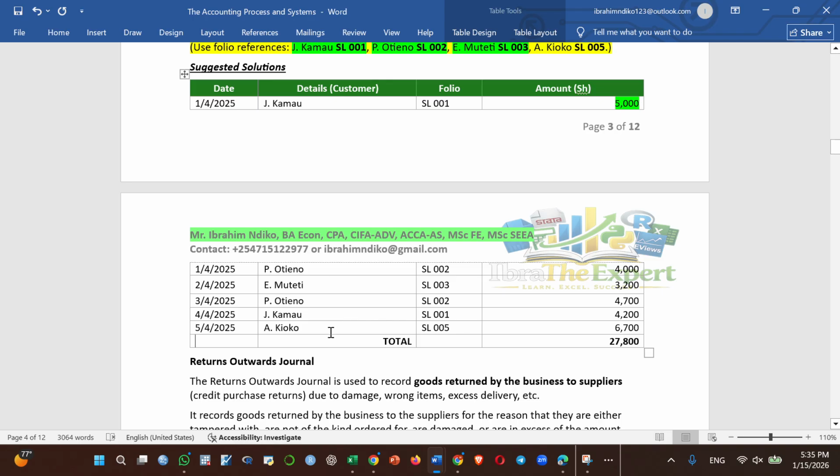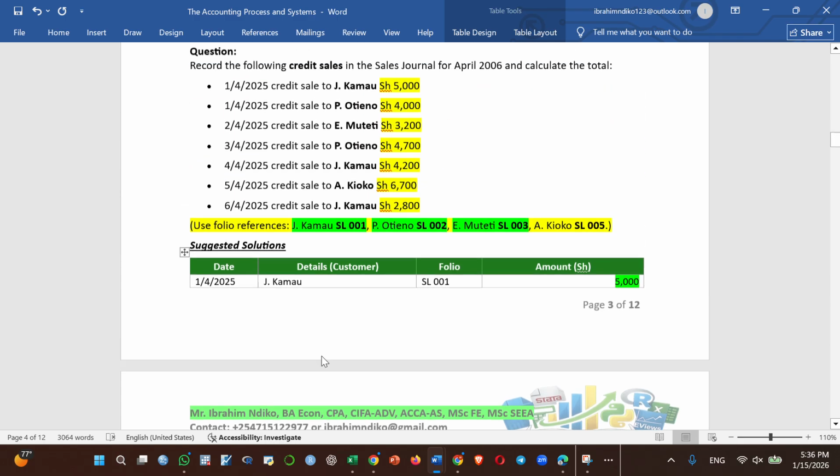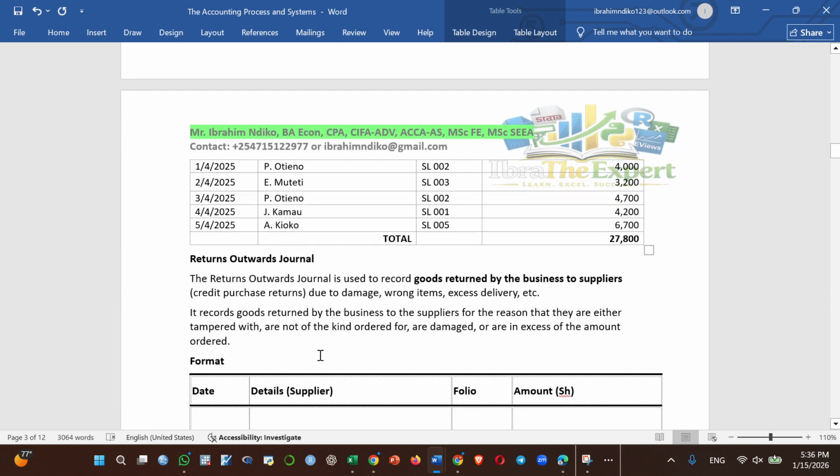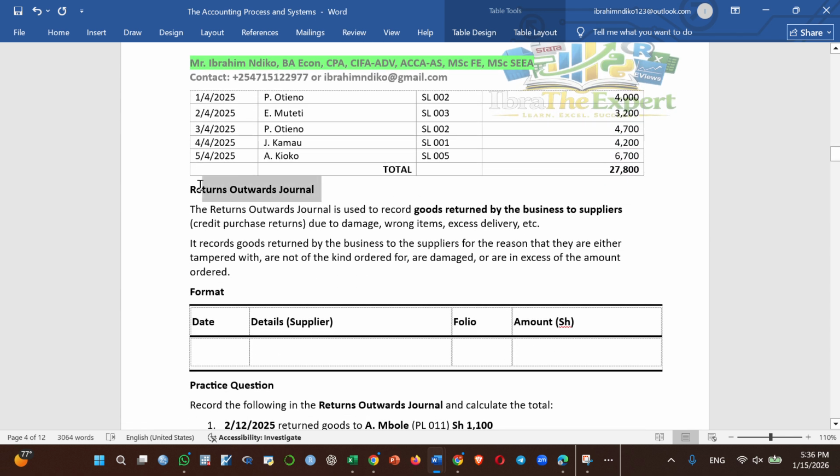So it is the same thing that we were doing for the purchase journal. The only difference now is for sales journal, we record what? The sales on credit. For purchase journal, we record the purchases on credit. That is it. Now let us go to the next item, and that is return outwards journal.